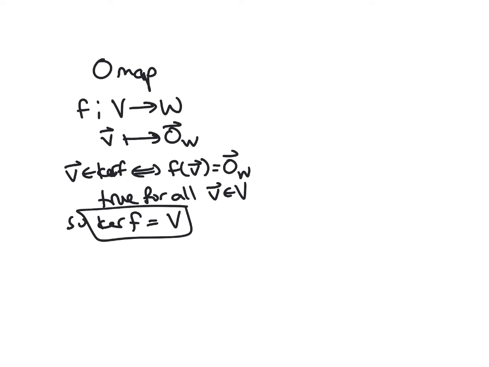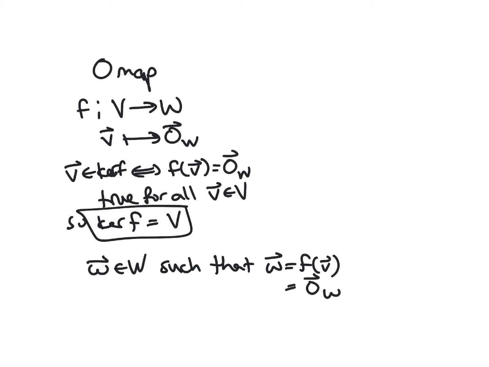What about the image? Well, what are the things in the image, right? We would need a w in W such that w is equal to f of some v. But here, f of v is always equal to the 0 vector in W. And so w must be equal to the 0 vector. This means that the image of f is just the single vector, the 0 vector in W.